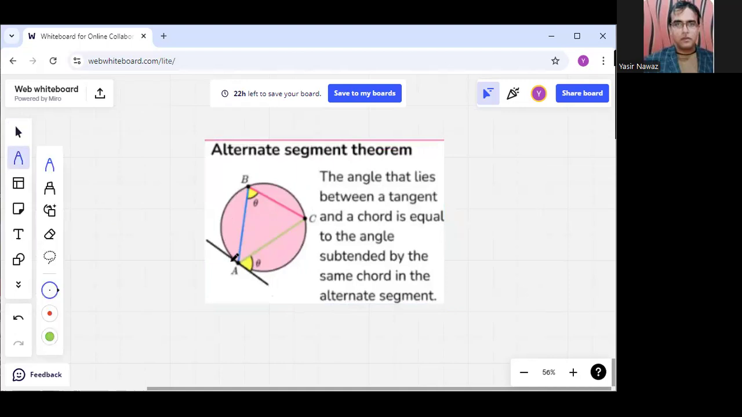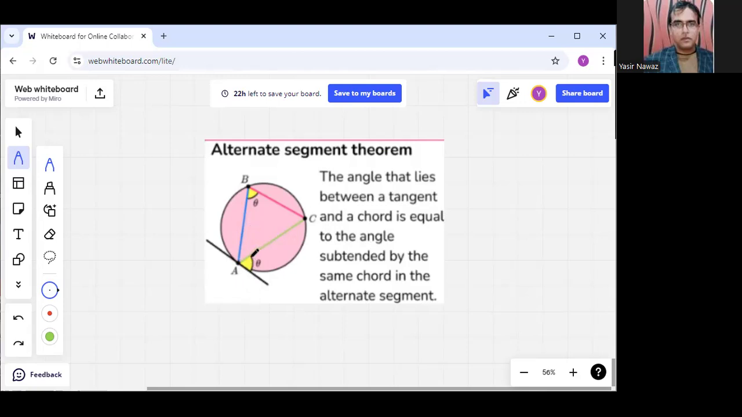Remember, what is the definition of a tangent to the circle? A tangent is actually a straight line that touches the circle at one point. It should not cross the circle in this way, so this line would not be a tangent. A tangent is a line that just touches the circle at that particular point.